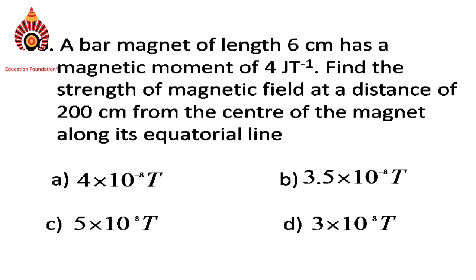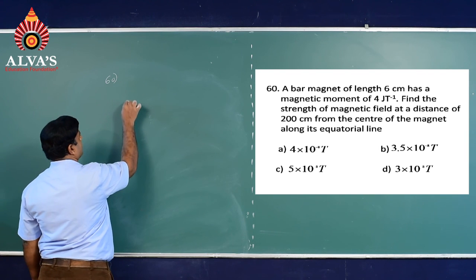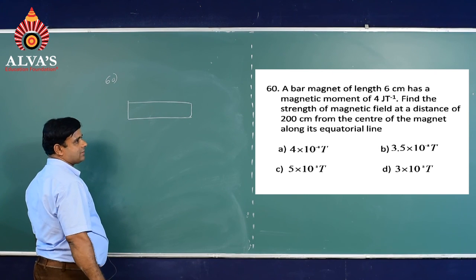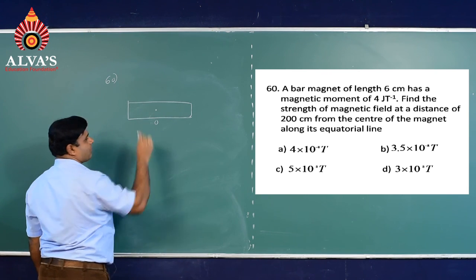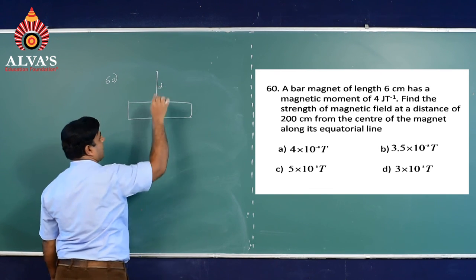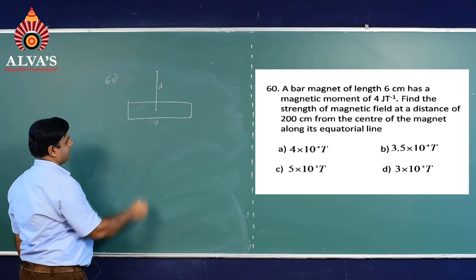A bar magnet of length 6 centimeter has a magnetic moment of 4 joule per Tesla. Find the strength of the magnetic field at a distance of 200 centimeter from the center of the magnet along its equatorial line. There is a bar magnet here, length is given as 6 centimeter. Now, there is a point at a distance of 200 centimeter along the equatorial line.